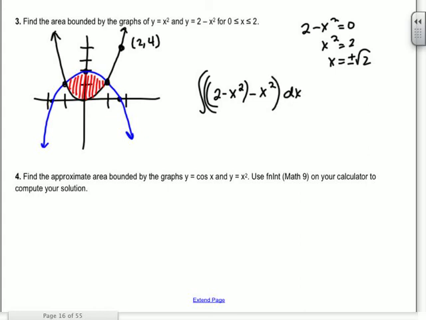Okay, but I need to find these green points here. So I need to find what those x's are. I have my two equations, y equals and y equals, so I'm just going to replace the x squared for the second y. So I get x squared equals 2 minus x squared. Add the x squared over. You guys see it's x equals plus or minus 1.